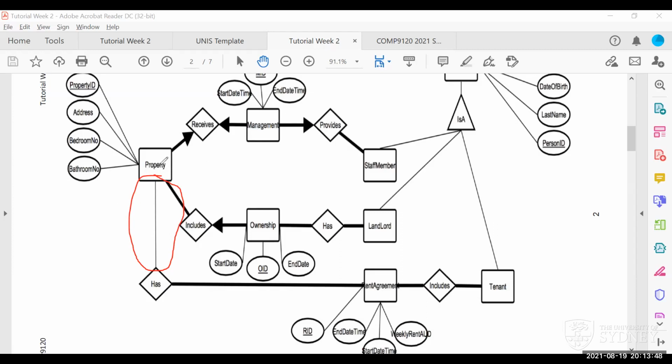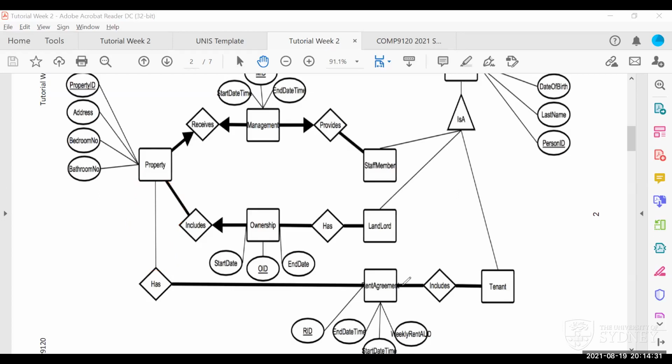So in this case, property has, this is a thin line, right? So what does a thin line mean? Can anyone tell me what a thin line means? Yeah, so in this case, a thin line means a property has 0 or more. So 0 or more means many, right? So 0 or many rent agreements. So a property has 0 or more rent agreements. Is that correct? Yeah, no problem with that, right?